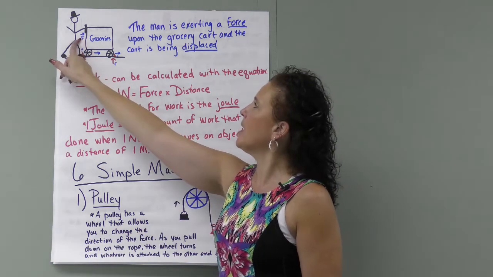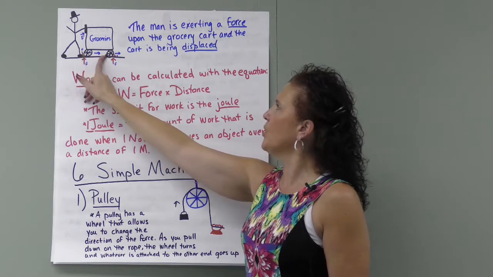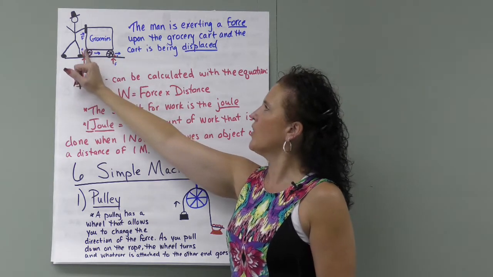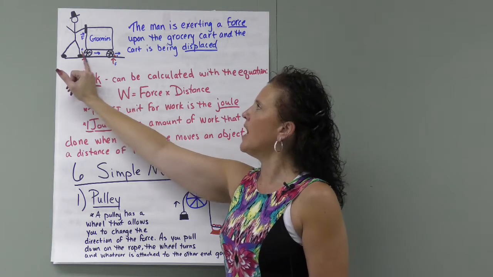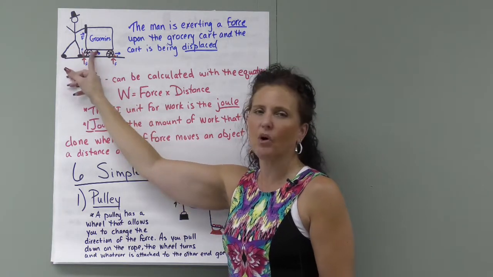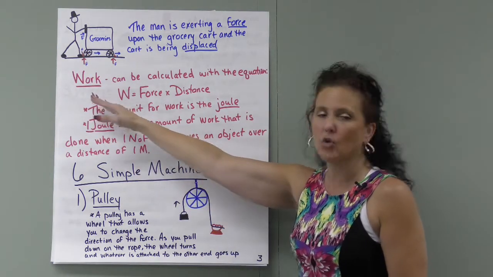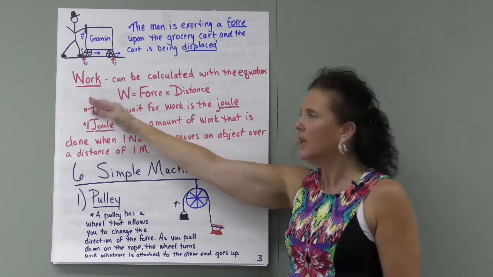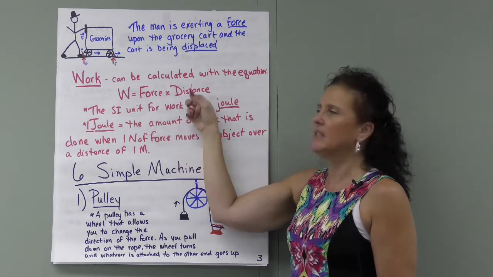So we have this man pushing the grocery cart this way, and the forces are moving the wheels. The wheels are exerting a force down onto the ground. The ground is exerting a force up onto the wheels, but he has to overcome this force in order to get that cart to move, right? So work, that's the work he's doing on the cart, can be calculated with this equation. Work is force times distance.